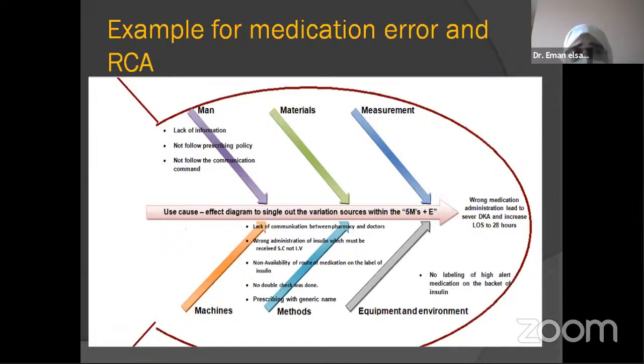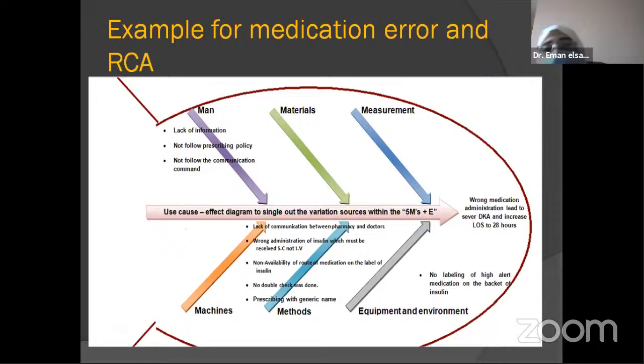by the investigation, was confirmed to have severe DKA, and this led to an increase in the length of stay in hospital to 28 hours. This is for this patient. What happened and what have we done for root cause analysis? The wrong medication administration led to severe DKA, and this increased the length of stay of the patient.